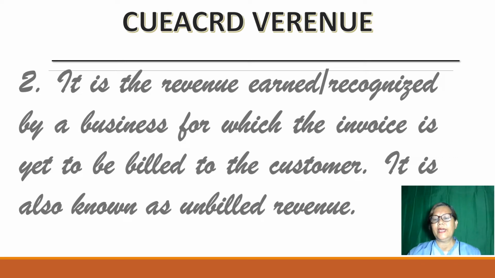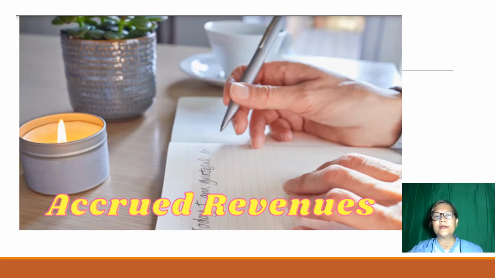Number 2, it is the revenue earned or recognized by a business for which the invoice is yet to be billed to the customer. It is also known as unbilled revenue. What's your answer? Yes, Ronald? Very good. That's correct. The answer is accrued revenues.